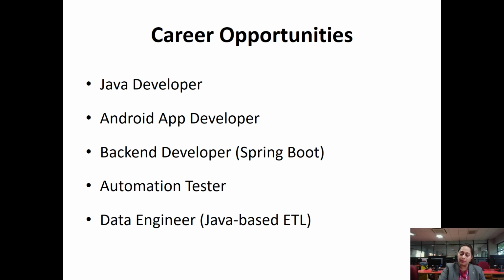So, you can become a Java developer or Android app developer, and if you are really very good at programming, you can also become a backend developer, which uses Spring Boot. Most of the industries use Spring Boot for backend development. And you can also become an automation tester, if you're not very good at programming. And you have one more opportunity as a data engineer, which uses Java-based ETL.